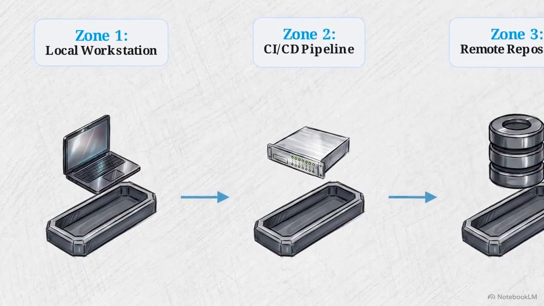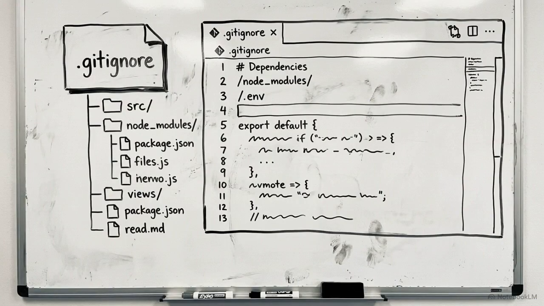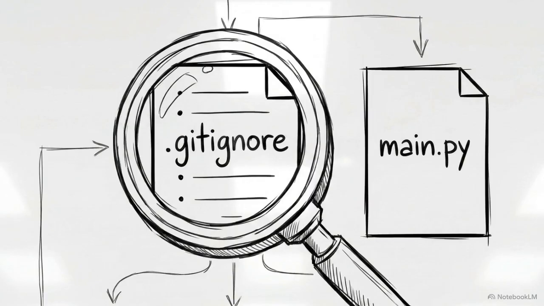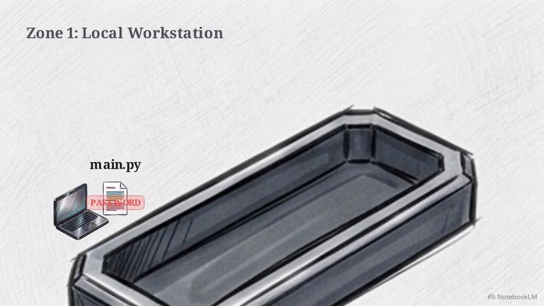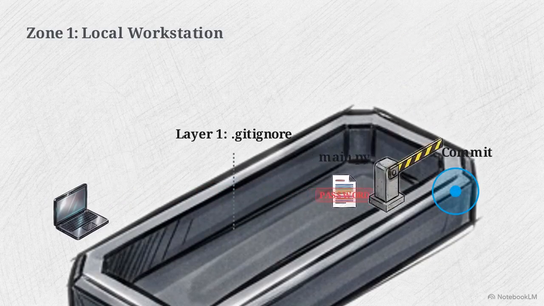We begin where code is created, the developer's local environment. The baseline defense is Layer 1, the .gitignore file. This instructs Git to ignore specific environment or state files, preventing them from entering the tracked history. However, this layer relies on predefined file names. It does not inspect the contents of valid source code files. If a developer hard-codes a database password directly into a legitimate main.py script, the .gitignore configuration will permit the commit.